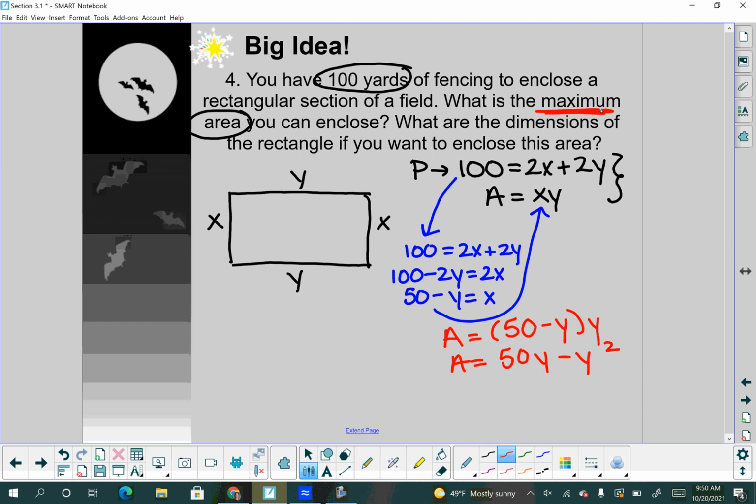So if it opens down, that maximum point is called what? The vertex. Or anytime you want a minimum point, that's the vertex, as long as it's a parabola. So I need to find the vertex. That's going to answer my question. And I have my equation. So if I have my equation, how do I find the vertex? What formula do we use?